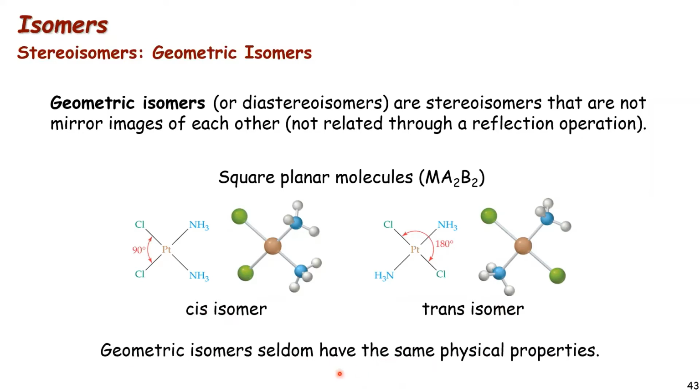Geometric isomers seldom have the same physical properties. So in this case, you can see this molecule, right? The dipole moments are not canceling. So this molecule is going to be polar. In this case, the dipole moments are canceling one another because they're equal and opposite for both of them. So this molecule would be nonpolar. And of course, polar and nonpolar molecules have extremely different physical properties and oftentimes chemical properties as well.